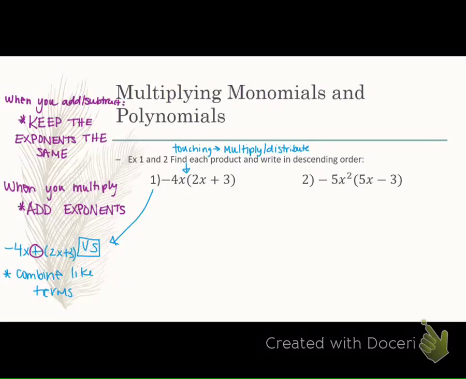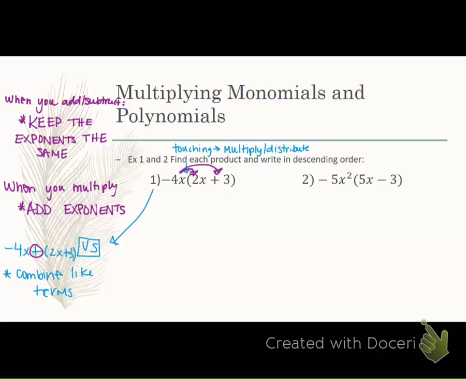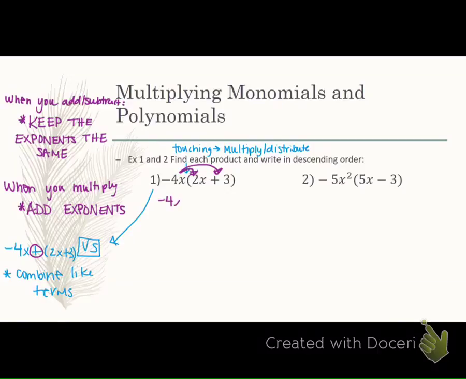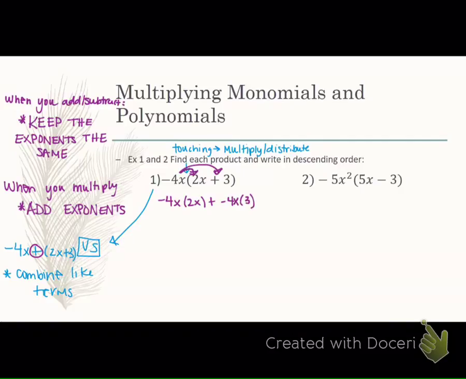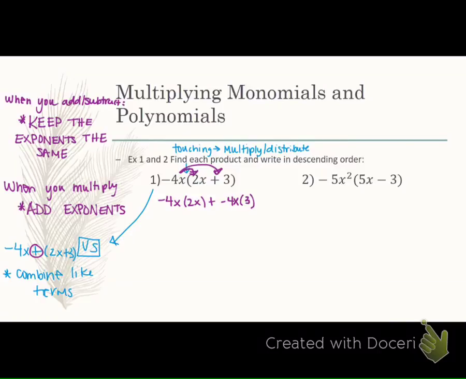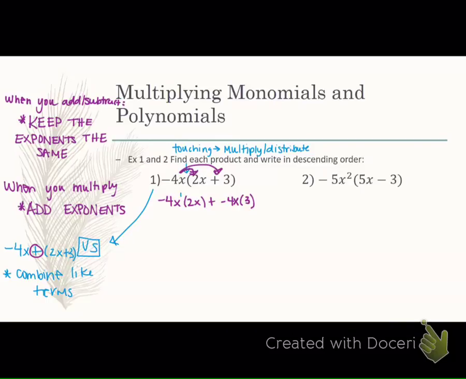This is multiplication, so we distribute. We give the negative 4x to both pieces. So we do negative 4x times 2x plus negative 4x times 3. And I won't be doing all of these steps every single time. I'm just going to start off this way. So negative 4x times 2x. Remember, these x's have 1s on them. Negative 4 times 2 is?